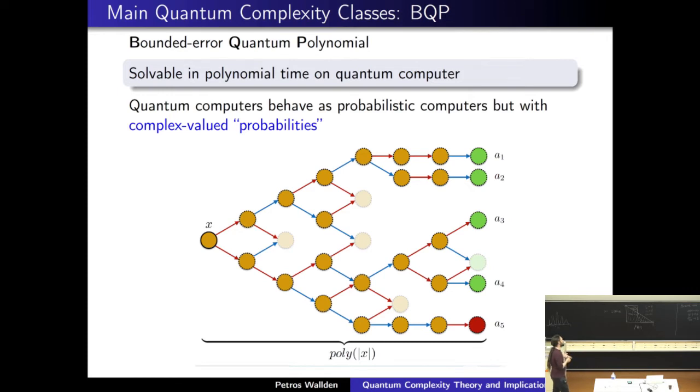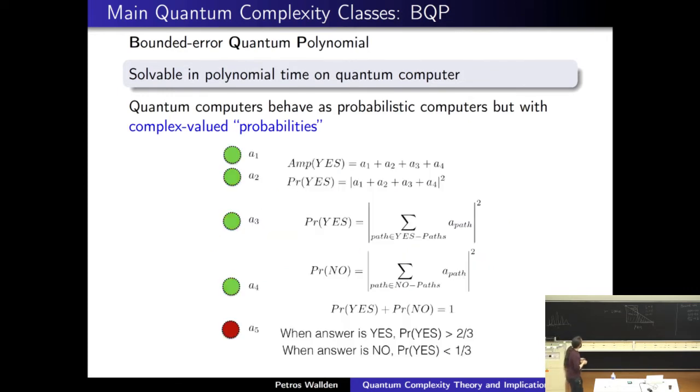Then some of these outputs are yes, some of them are no. To compute the probability of yes or no, you take the sum of the amplitudes of the yes and take the mod square of it, and the sum of the no and take the mod square. And it's in BQP if there is a gap, like in BPP. So when the answer is yes, the probability is greater than 2/3, and when the answer is no, it's less than 1/3. So you have a gap between these two. And you can see, because you take this sum, you have some paths killed.